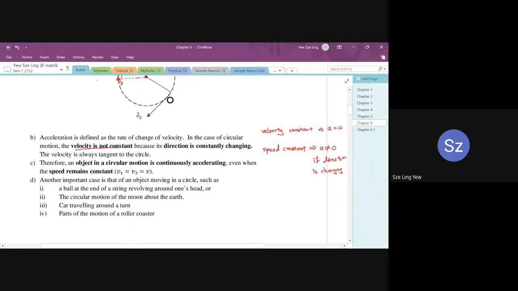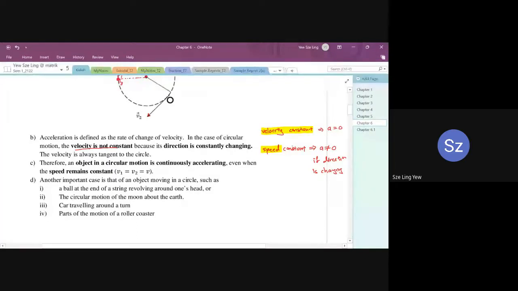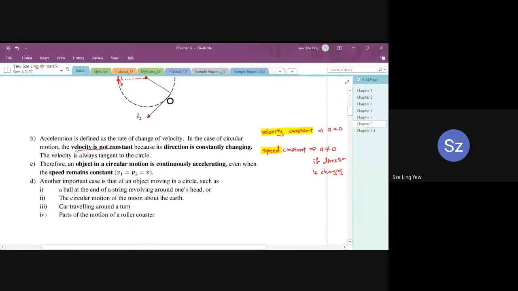So directions changing, A is not equal to 0. Can you see the difference? If you are talking about velocity constant, then A is 0. If you are talking about speed, then A is not 0 if the direction is changing. In our circular motion, speed is constant, but according to the definition of uniform circular motion, the direction keeps changing. Therefore, in this case, we have a non-zero A. So an object in circular motion is continuously accelerating. It has a non-zero A.